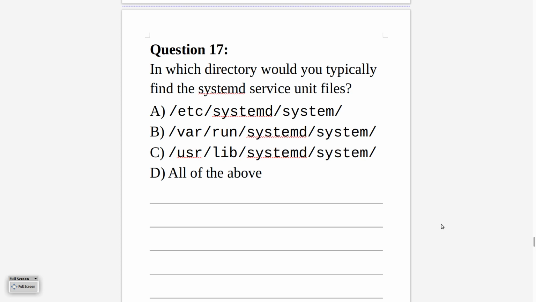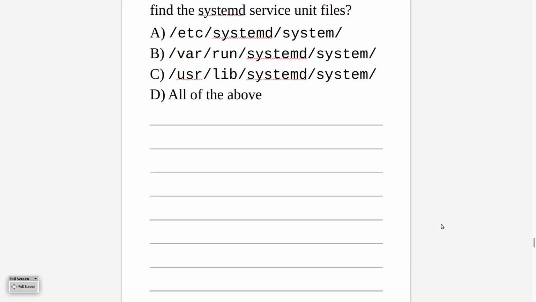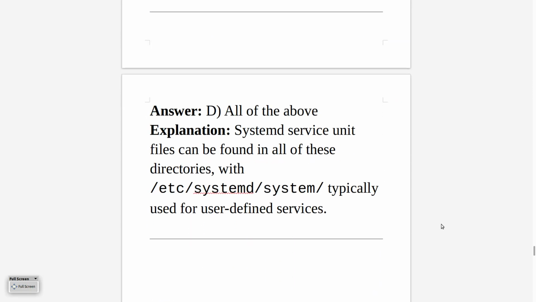Where do you put systemd service unit files? Unit files being configuration files, I think. Oh, the answer is all of the above. They can be found in all of the above directories, with the etc one typically used for user-defined services. Okay, so it could be that system-defined services are elsewhere.